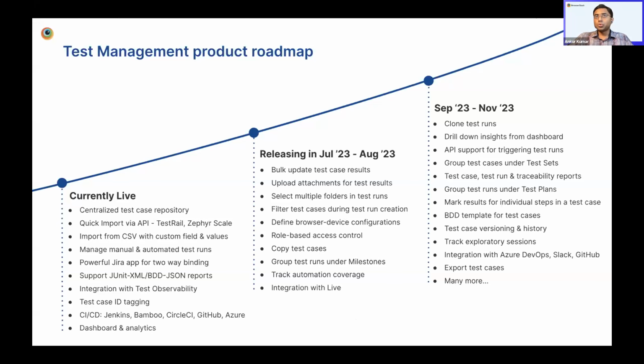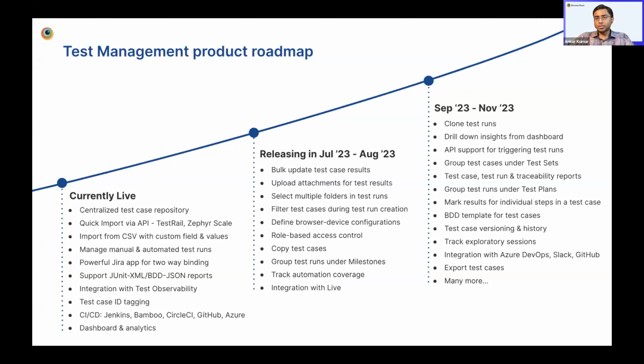You will be able to do role-based access control. I'll have multiple roles like tester role, product user, product admin, read-only role, and restrict how my team is engaging with the test cases or test runs, right? I'll be able to copy test cases from one location to another. I will be able to group test runs under milestones so that I get an overall picture of a particular team at a milestone level, right?